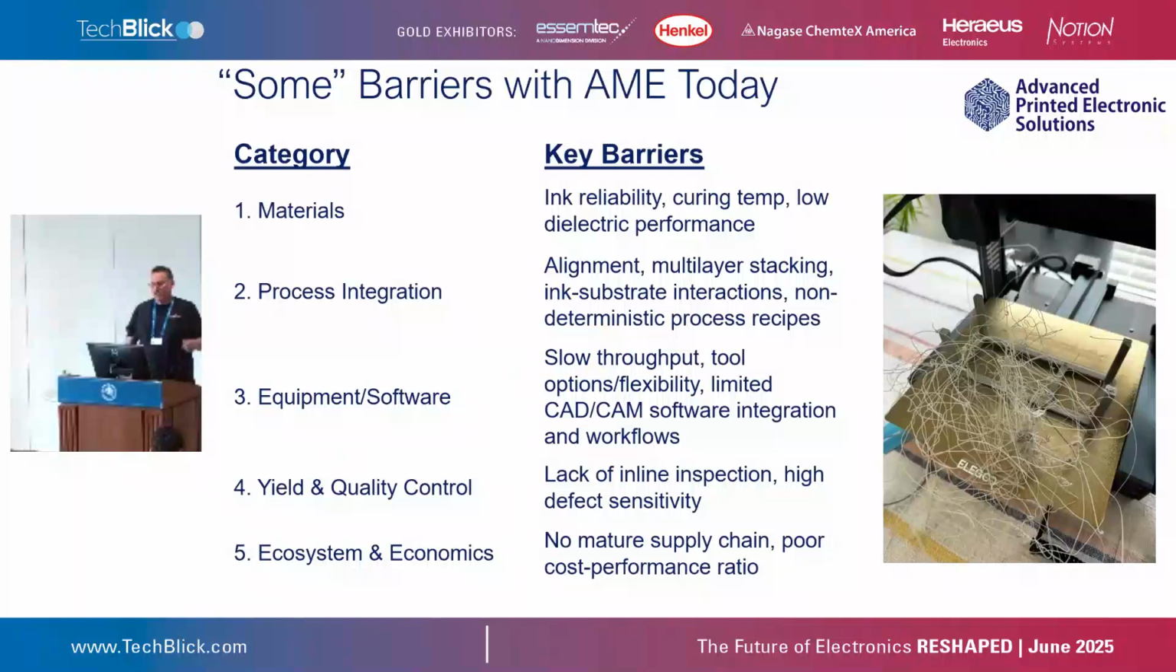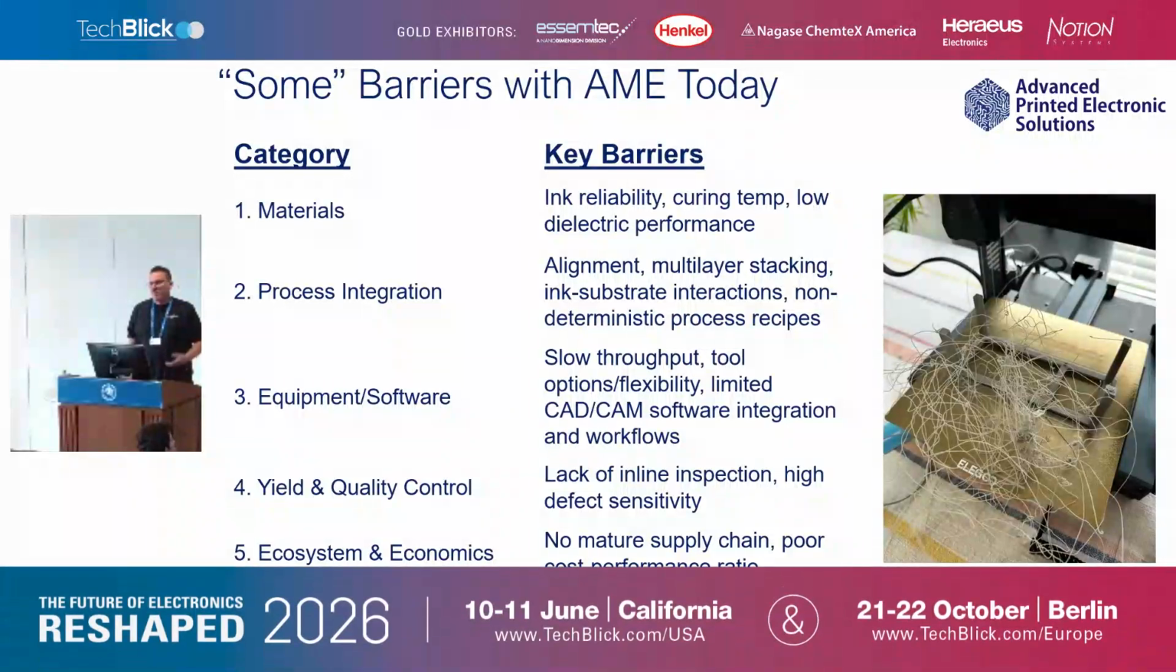So, what are the categories here and some of the barriers here, right? Across the board, from materials, process integration, equipment, software, yield, quality, these are all factors that today exist and are still really impactful. In each one of them, there are a number of barriers. For materials, there's still issues in terms of reliability. Curing temperatures are really high in one level because some of the types of products that we're working on can't take the heat, so to speak.